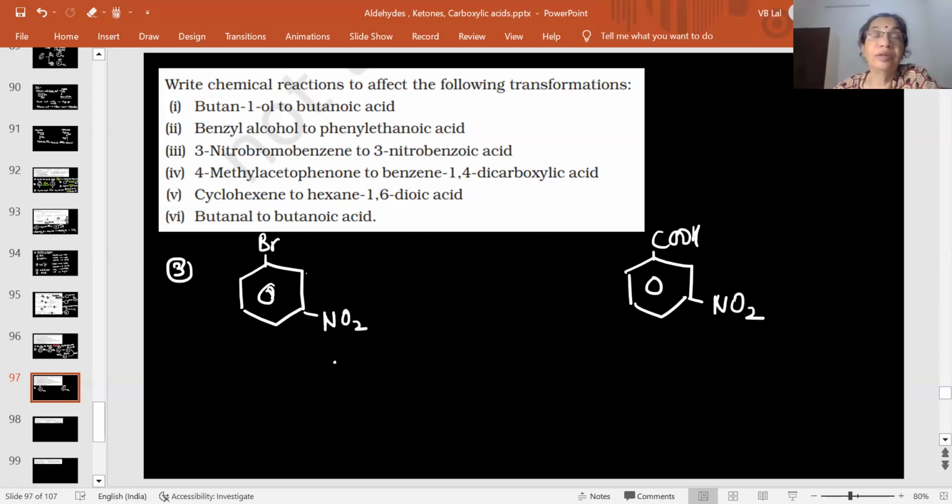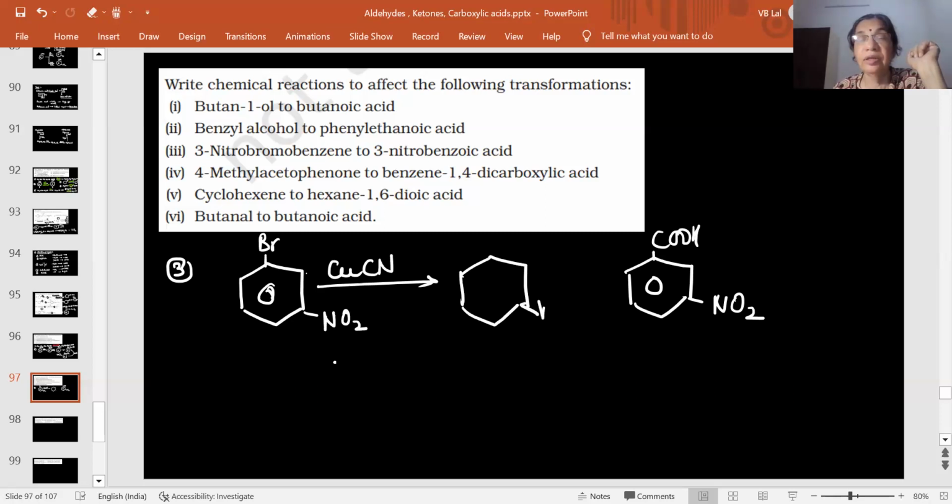How can I convert the Br into COOH? Now we can convert it to cyanide. Yes. So I will convert it into cyanide. How? By heating with CuCN, right? So what will I get? Nitro group here and CN here. And CN, you know, can be changed into COOH by H2O and H+.